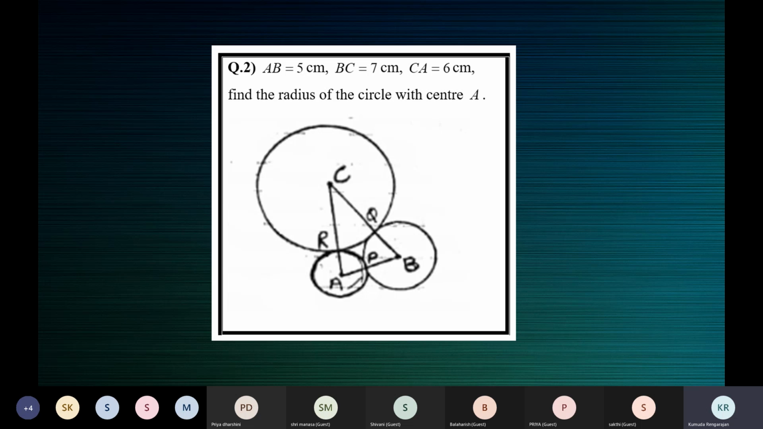It's given that the length of the line segment AB is 5 centimeters, BC is 7 centimeters, and CA is 6 centimeters. And children, A, B, and C are the centers of the 3 circles. We need to find the radius of the circle with center A. That is the smallest circle.